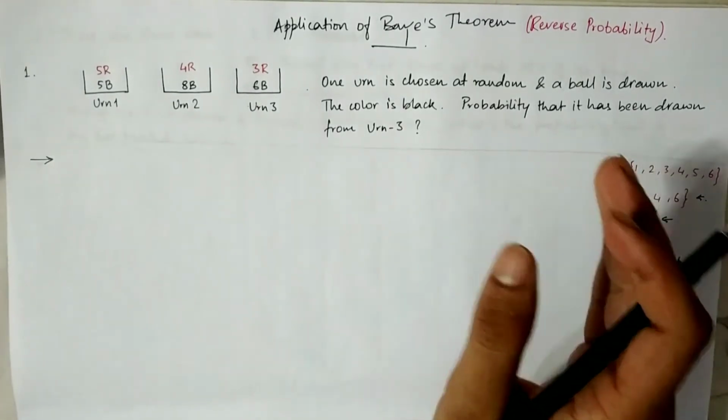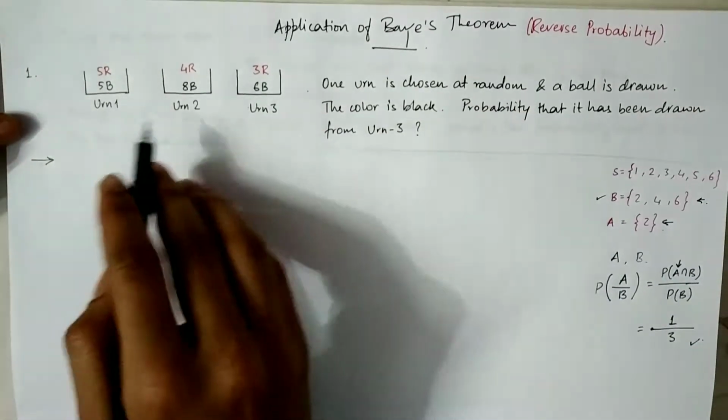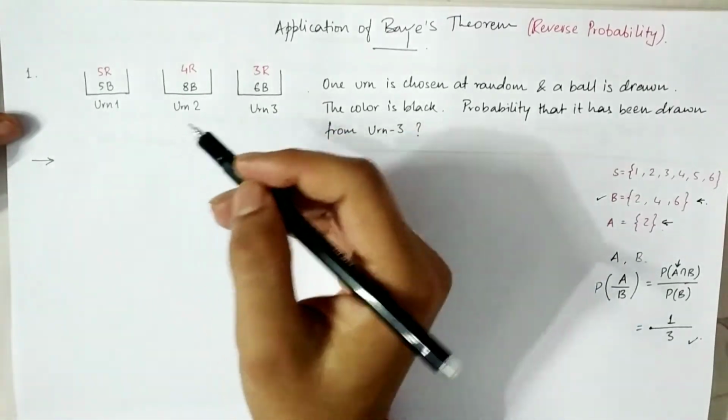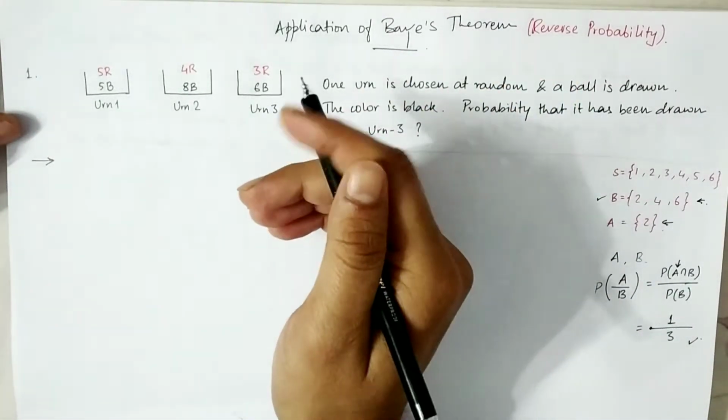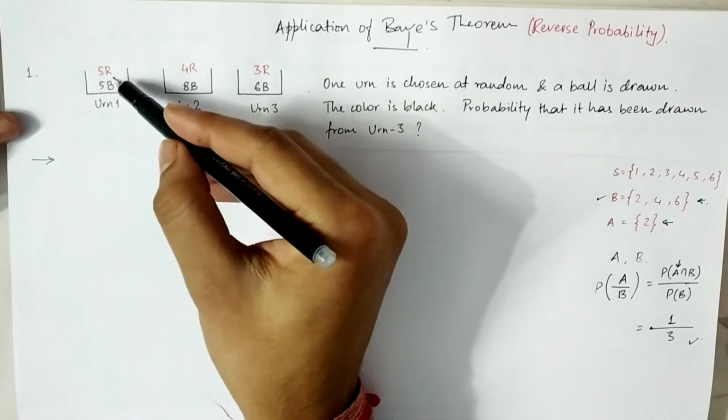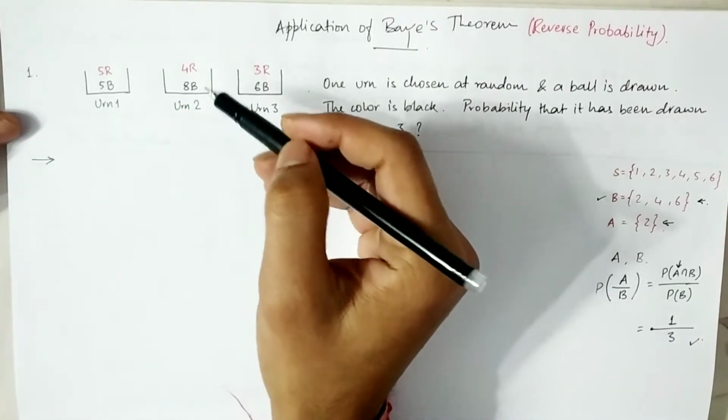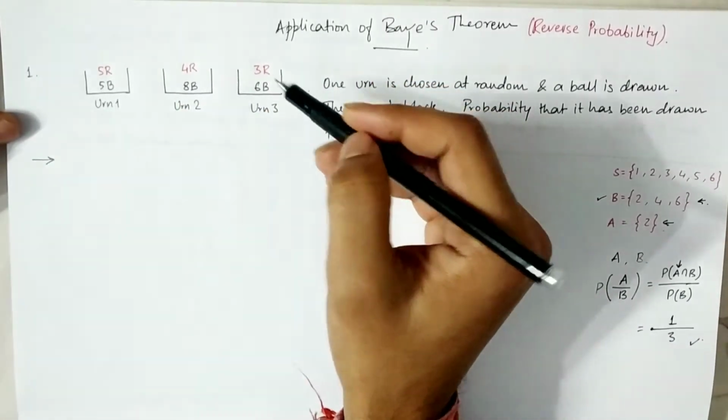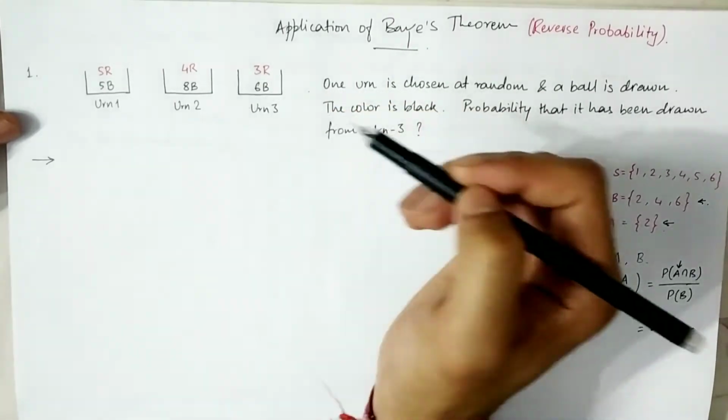As far as this question is concerned, it's given that there are 3 urns and each one of them has a different number of balls. The first one has 5 red balls and 5 black balls. The second one has 4 red and 8 black. The third one has 3 red and 6 black.